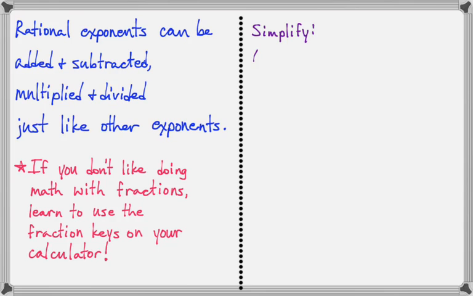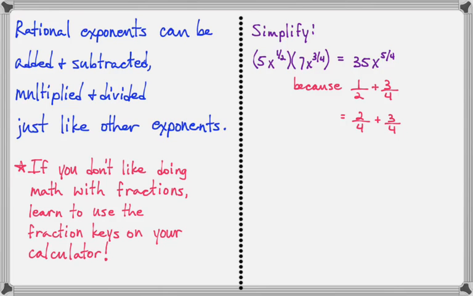Alright, so here's a problem for us to work on. 5x to the 1/2 times 7x to the 3/4. If these were whole numbers, we would add these exponents without any hesitation, but because they're fractions doesn't mean we treat them any differently. We still have to add them together. So I'm going to be adding 1/2 plus 3/4.